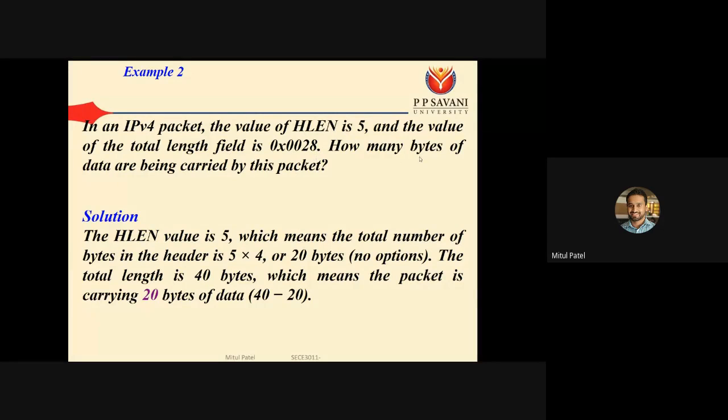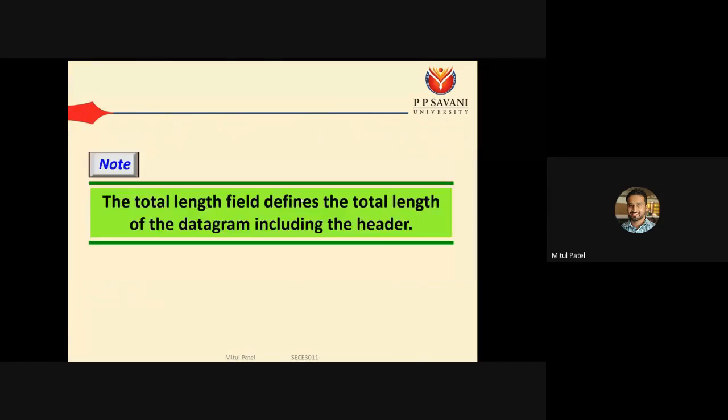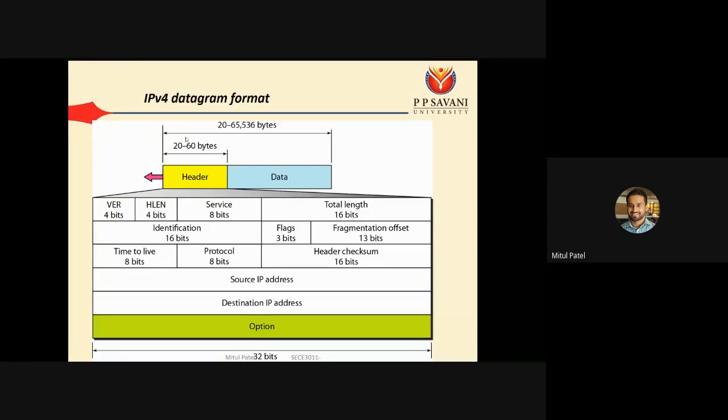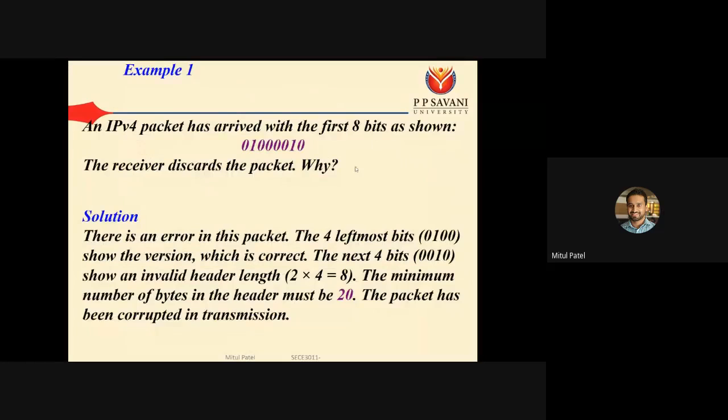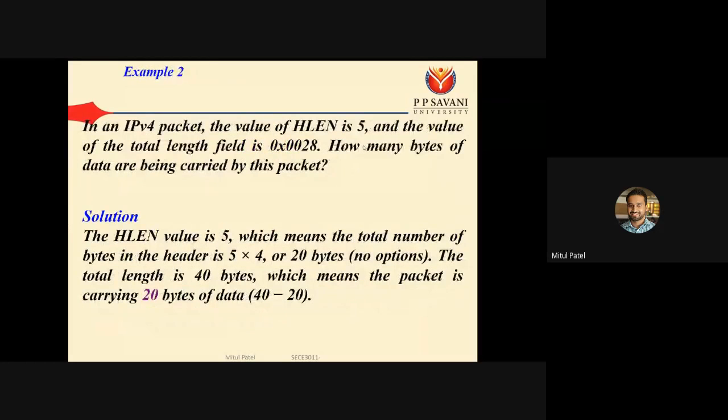So how many bytes of data are being carried by this packet? We know that data length is equal to total length minus header length. The total length is 40 bytes, minus the header length we calculated as 20 bytes. So 40 minus 20 is 20 bytes. So the length of the data is 20 bytes.